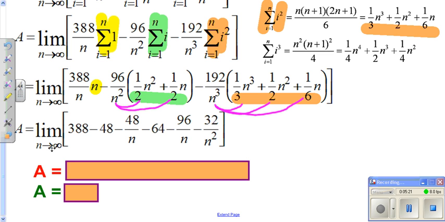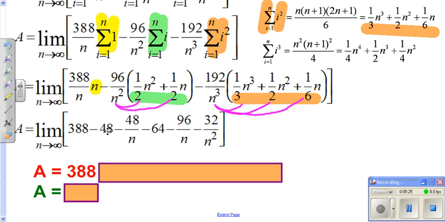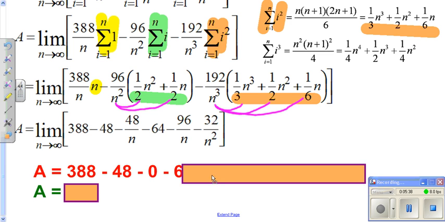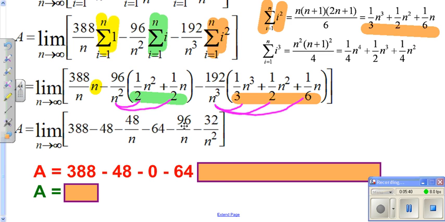As n goes to infinity, it has no effect on your 388. Has no effect on your minus 48. It does have an effect on your 48 over n. As n gets really big, the fraction goes to 0. Minus n has no effect on your 64. This fraction has an n in the bottom, so it's going to 0. This fraction has an n in the bottom, and so as n gets really big, it goes to 0.